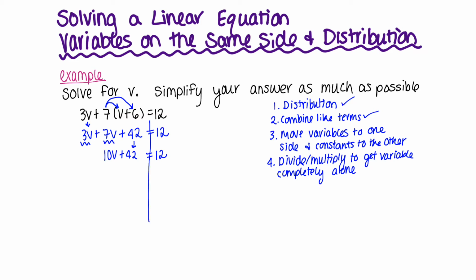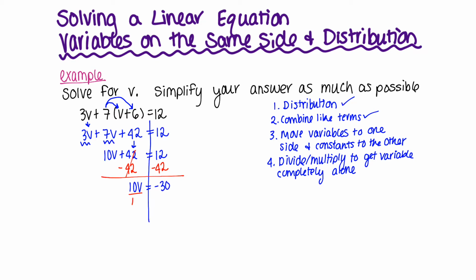We now want to move the variables to one side and constants to the other. So I have my variable on this side. There's no variable over here, so I will leave my variable on the left side and I will move the 42 over so that the 10v can be by itself. That means that I'm going to be subtracting 42 on both sides. Those 42s cancel and we get 10v equal to 12 minus 42, which gives me negative 30.